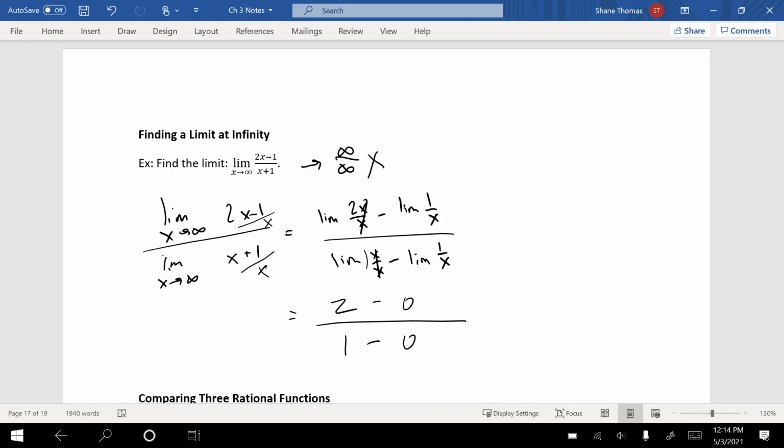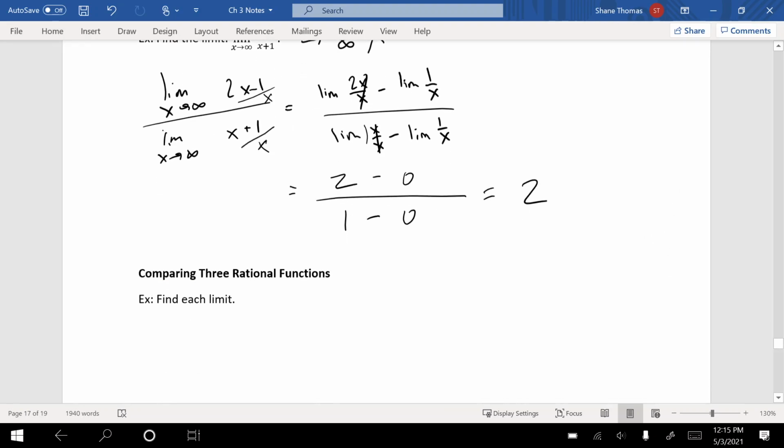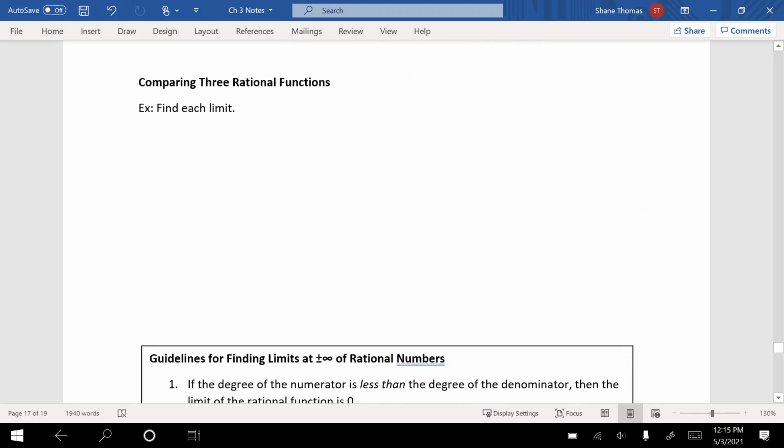So what are we actually approaching? 2. 2 minus 0 over 1 minus 0. So we'll be approaching 2. You guys all right with that so far? All right.